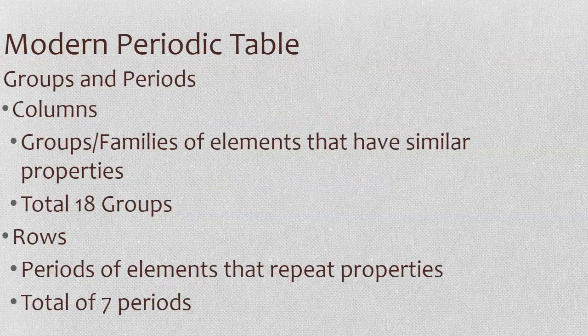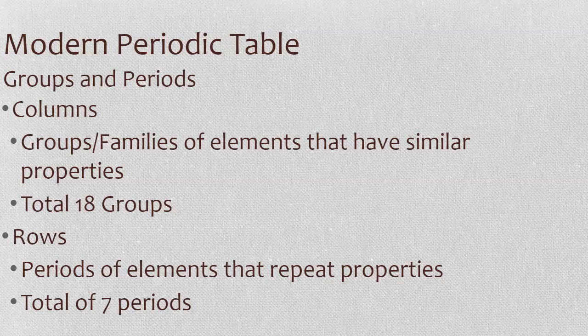So the important thing about groups and families is that they are nestled together like a family that has similar properties. There's a total of 18 groups. 8 of them are the representative elements. That's columns 1, 2, 13, 14, 15, 16, 17, and 18. And columns 3, 4, 5, 6, 7, 8, 9, 10, 11, and 12, those are your transition metals. And they have similar properties.